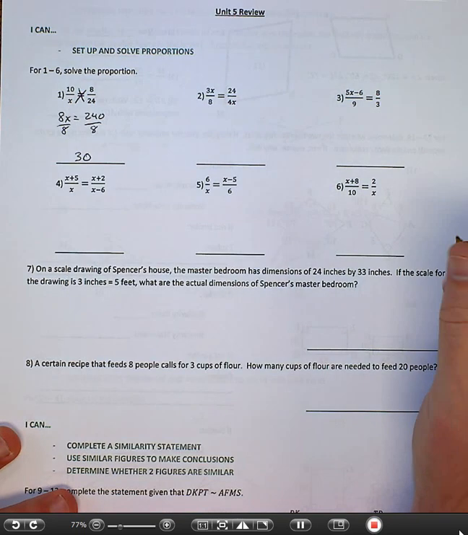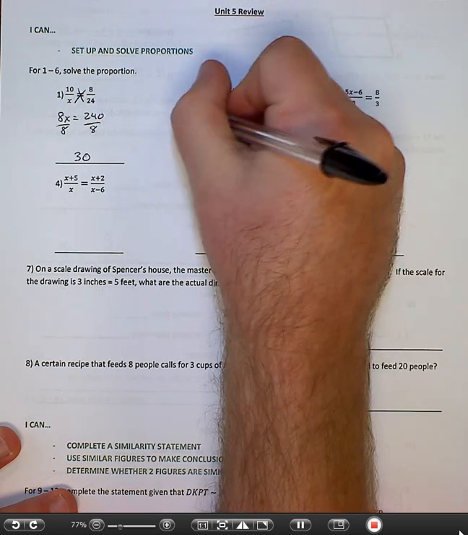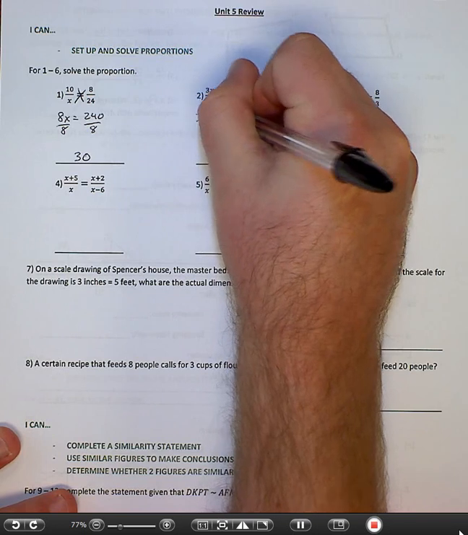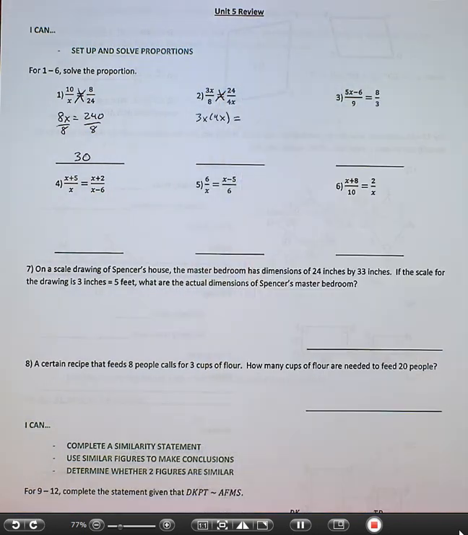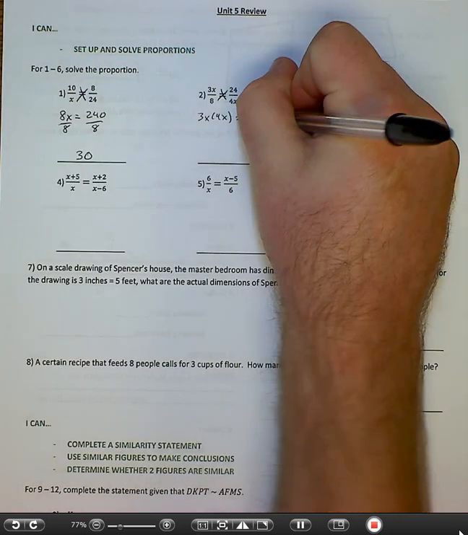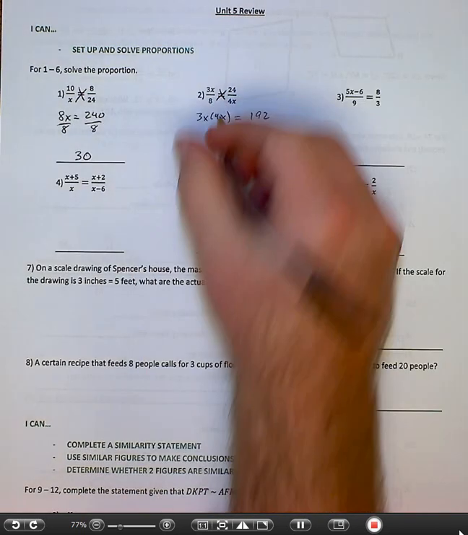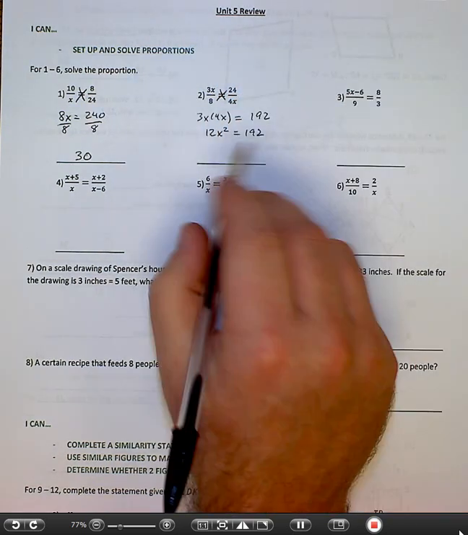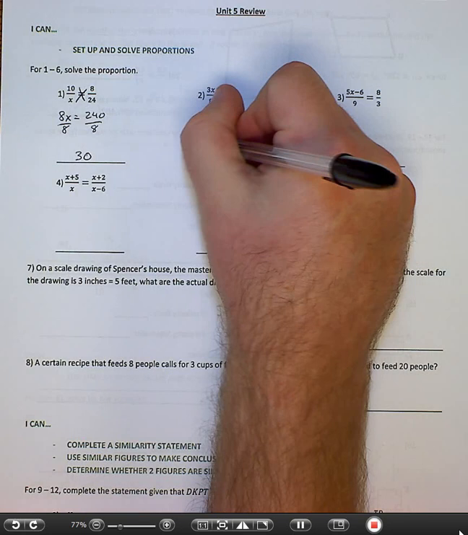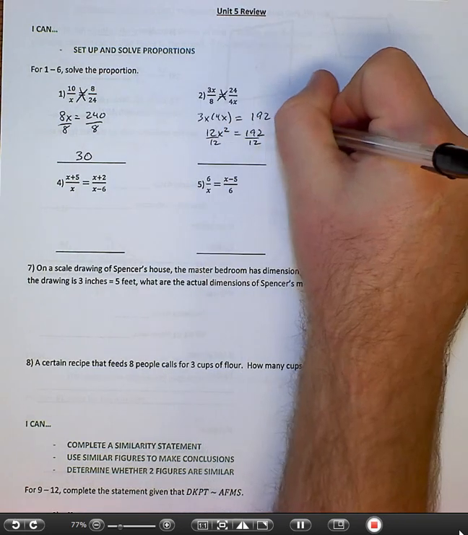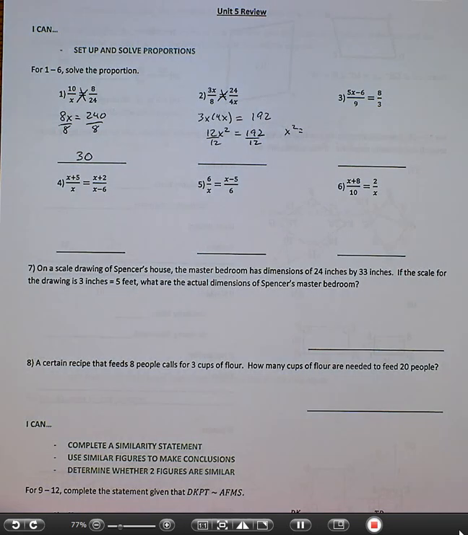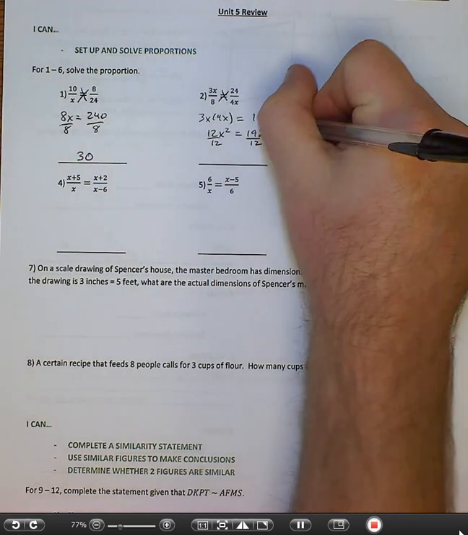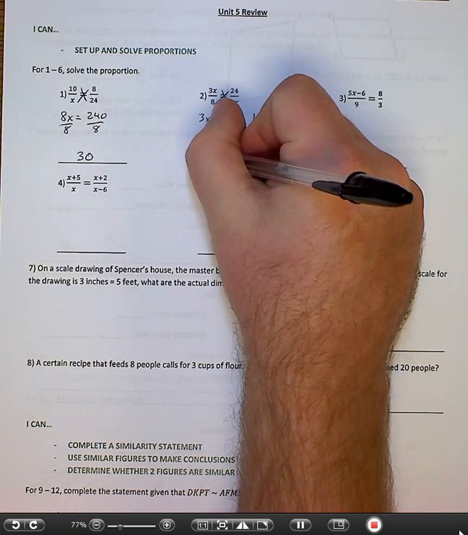Number 2, 3x times 4x, I'm just going to write that out, equals 8 times 24. Grab a calculator real quick. 8 times 24 is 192. Okay, so 3x times 4x is 12x squared. Now, there's no term with just an x, so I can actually use square roots here. Just divide by 12, I get x squared equals 16. And then I take the square root of both sides, and I get x equals 4, but also negative 4.